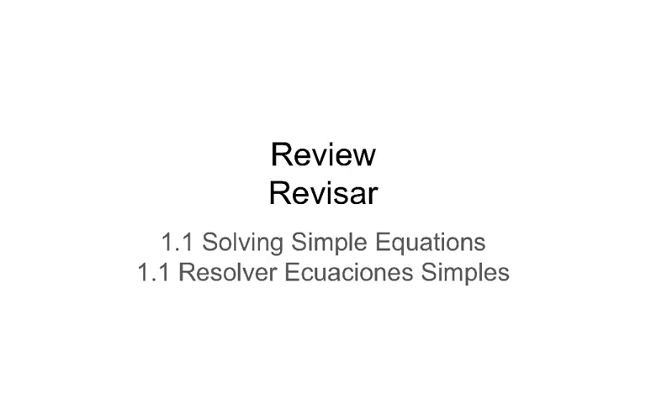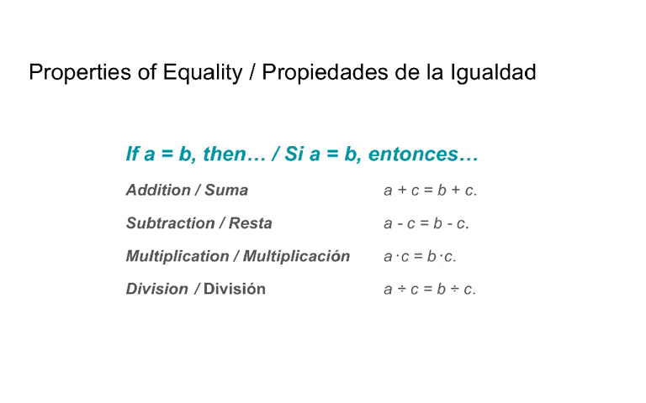Let's review. The properties of equality allow us to modify an equation in order to isolate a variable. That means to get it on one side of the equation by itself so that you can determine its value or behavior. When you add or subtract in order to modify the equation, you do so to both sides to maintain equality and balance. And with multiplication and division, what you do to one side, you do to the other.